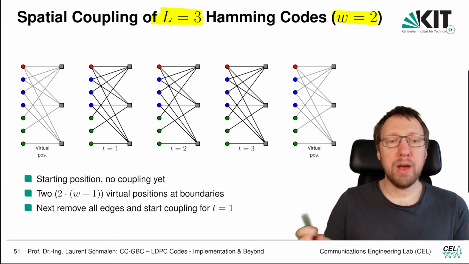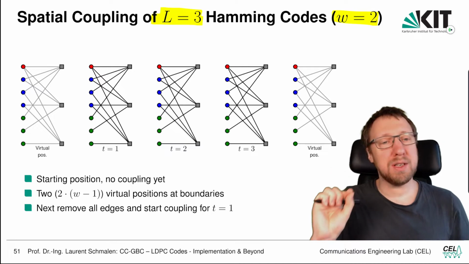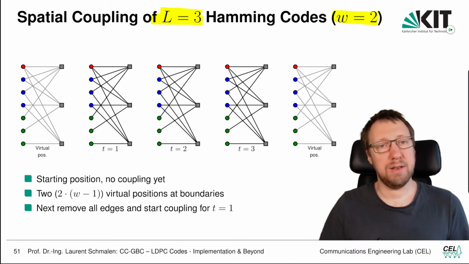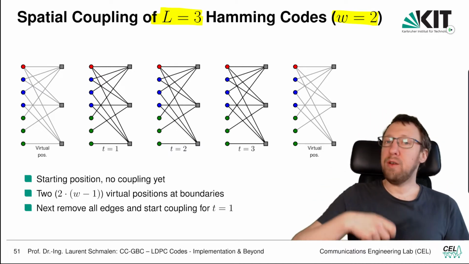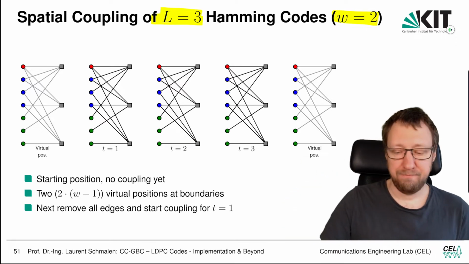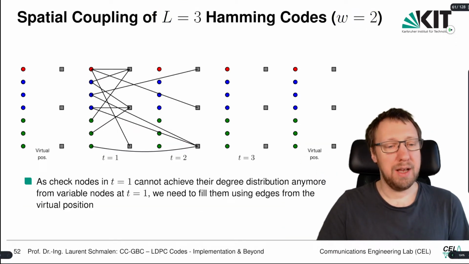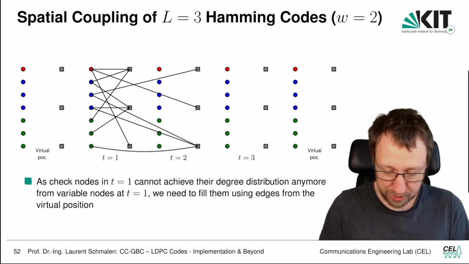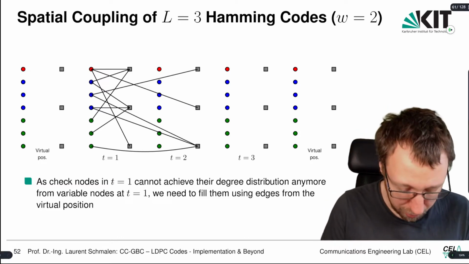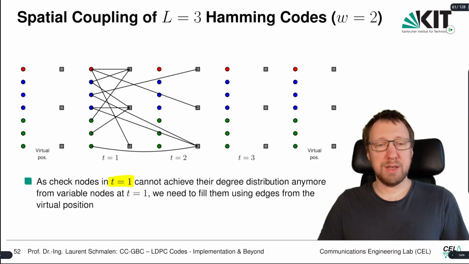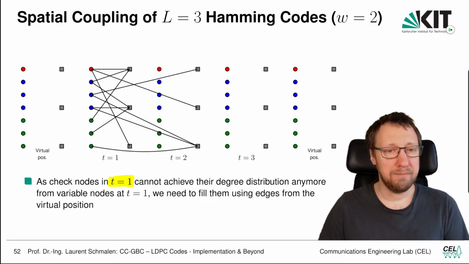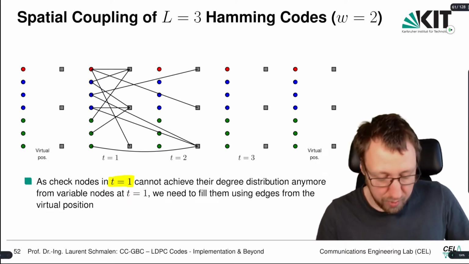So now we remove all the edges. We keep the sockets of the nodes, but we remove all the edges, and then we fill edge by edge. We start with spatial position t equals 1, and we connect.